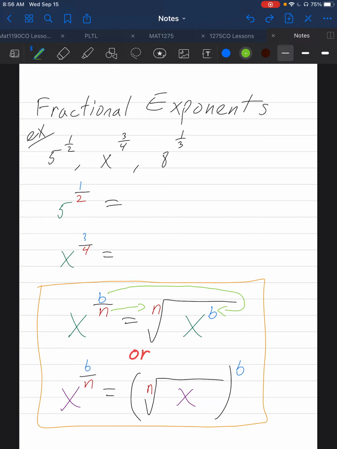And that means that inside your radicand is x to the b power, or inside your radicand is simply just x, and then you have parentheses with raising to the b power after that, right? So the b can go all the way out here with parentheses, and the n, the denominator, always goes to the index.